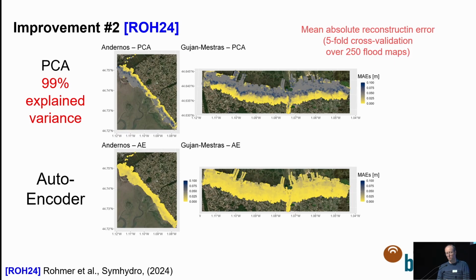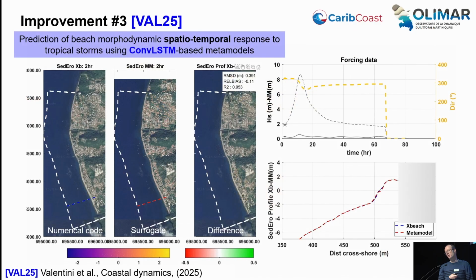So that was the second line of improvement of the approach. And finally, the last line of improvement is to deal with spatio-temporal response. Not only spatial response, not only fluid maps, but fluid maps evolving over time. So here we cannot use Gaussian process for the moment. We may think about that, but we use deep learning techniques, convolutional layers for the spatial term and LSTM for the time term. So that's an application for shoreline evolution in response to tropical events.